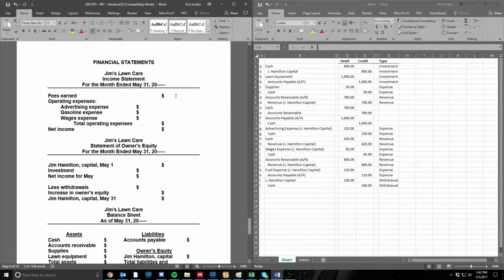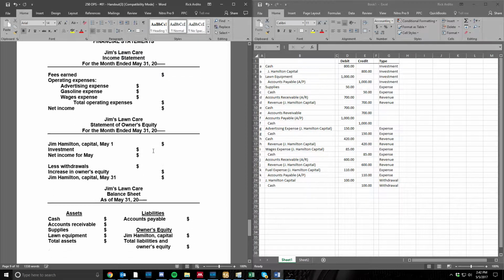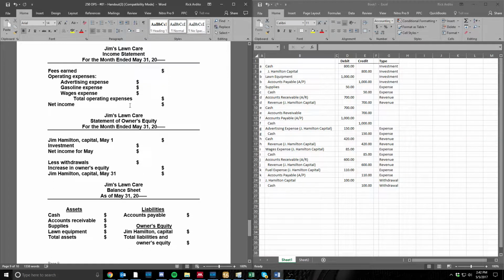Now, what about our financial statements? So let's look here. These are some financial statements that we can now create. So let's look at the different accounts and see how they've been affected. So let's start here with income statement. Fees earned. We used revenue, right?